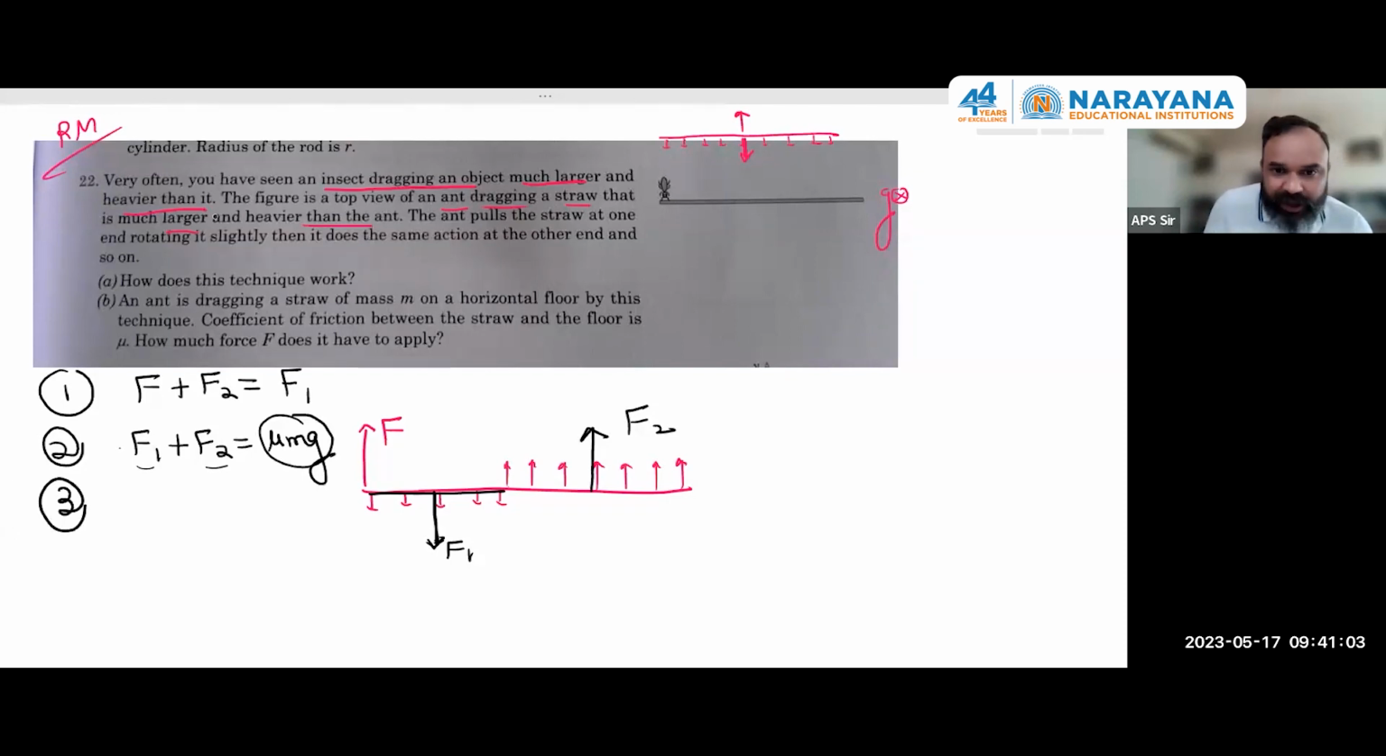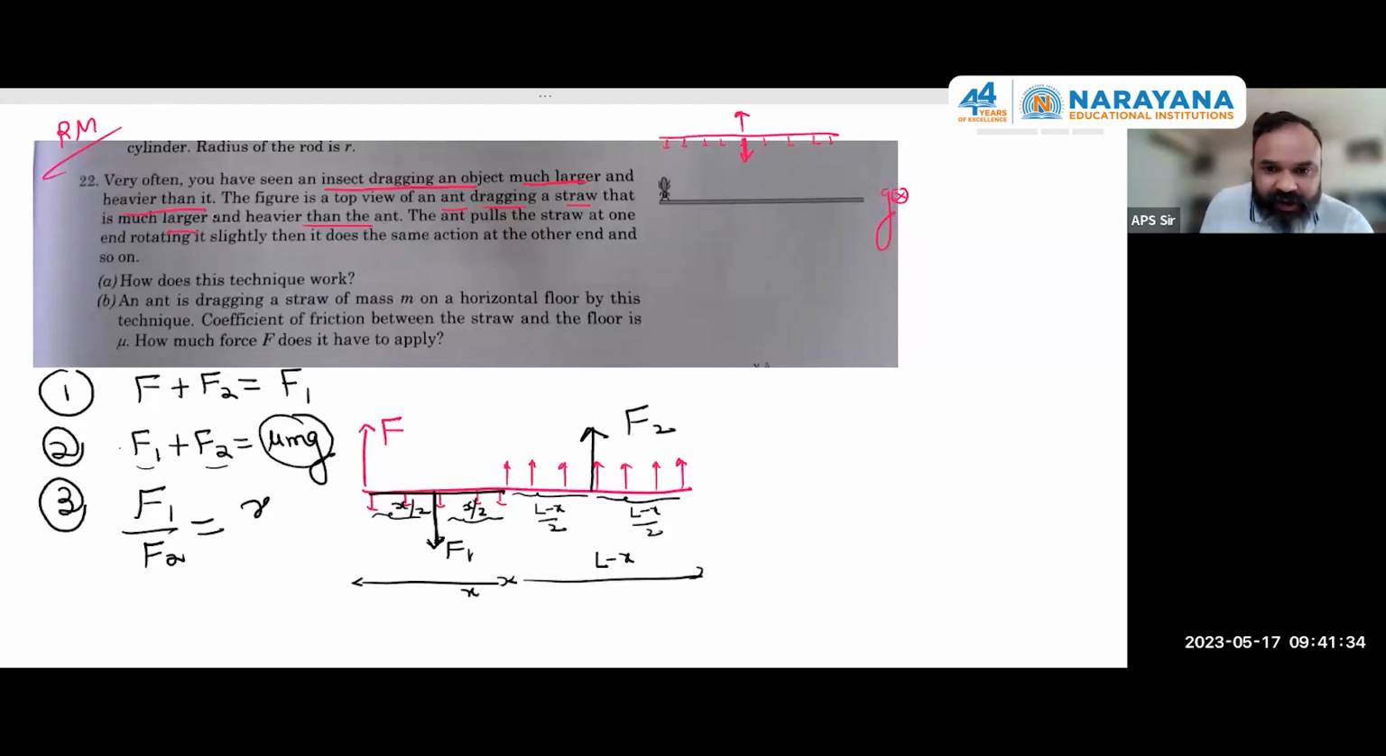Thirdly, as I don't know the length but I know the point of action, I'll assume this distance to be some x. This distance is again L minus x. So my distribution is like x by 2. This is the midpoint. Now this distance is (L minus x) by 2, and this is (L minus x) by 2. So you know all the distances now. Let me make a statement that the forces F1 and F2 will be dependent on the mass, and mass will be dependent upon length. So basically the ratio is x upon L minus x. Now I have made a few statements properly.